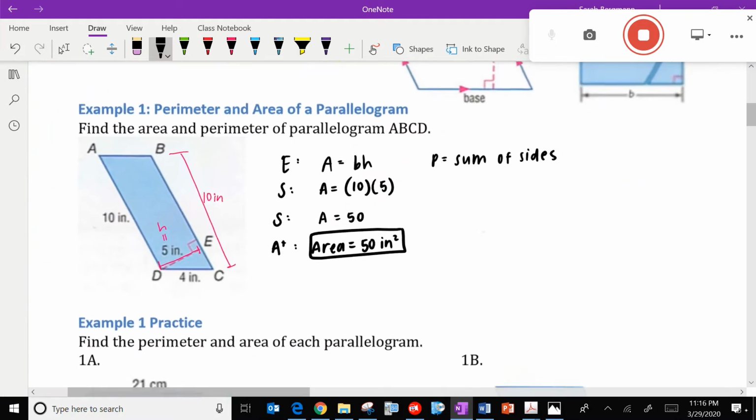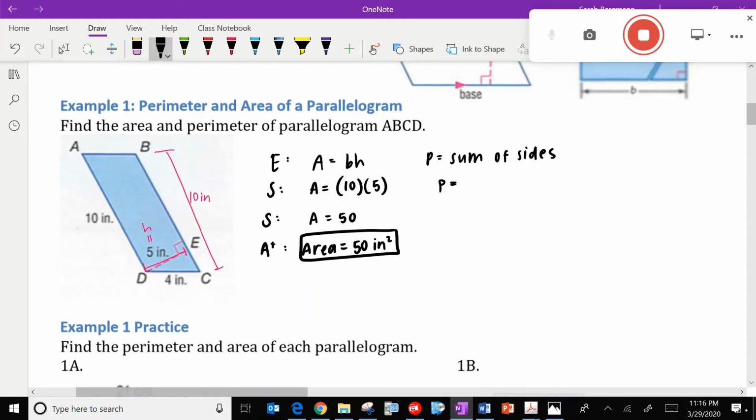For the perimeter, I can either take the sum of the sides, so for this one it would be 10 plus 10 plus 4 plus 4. Or in a parallelogram, I can take 2 times one side plus 2 times a consecutive side. It'll give me the same answer. To solve it, 2 times 10 plus 2 times 4, that gives me 28. So the perimeter for my answer plus units is equal to 28 inches.